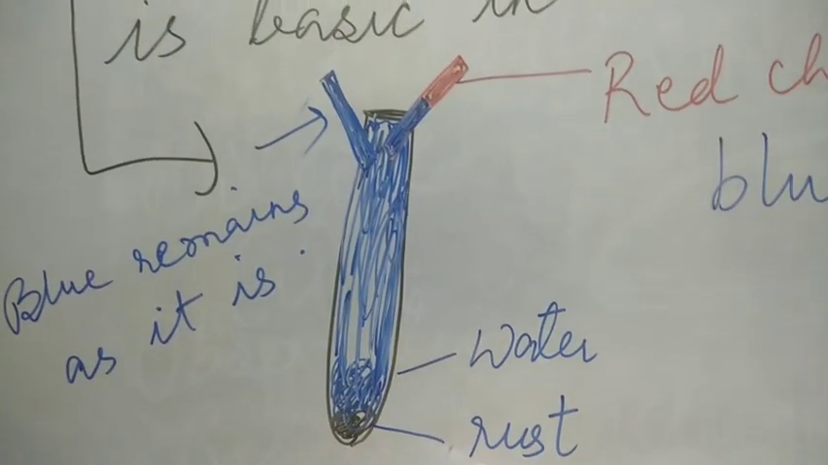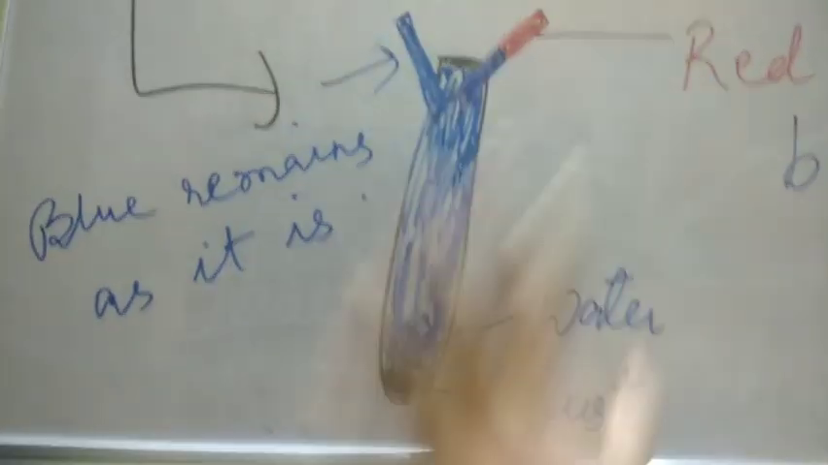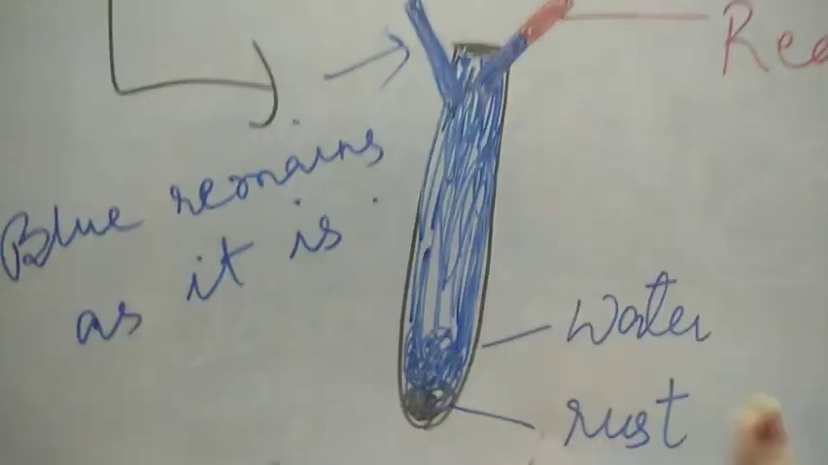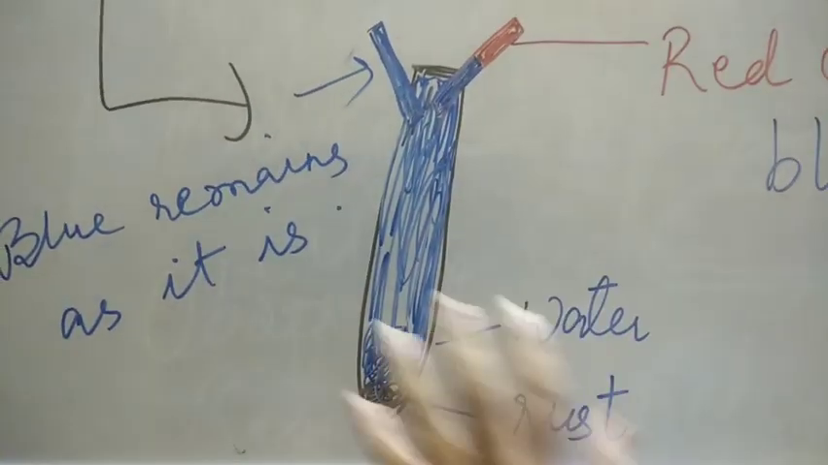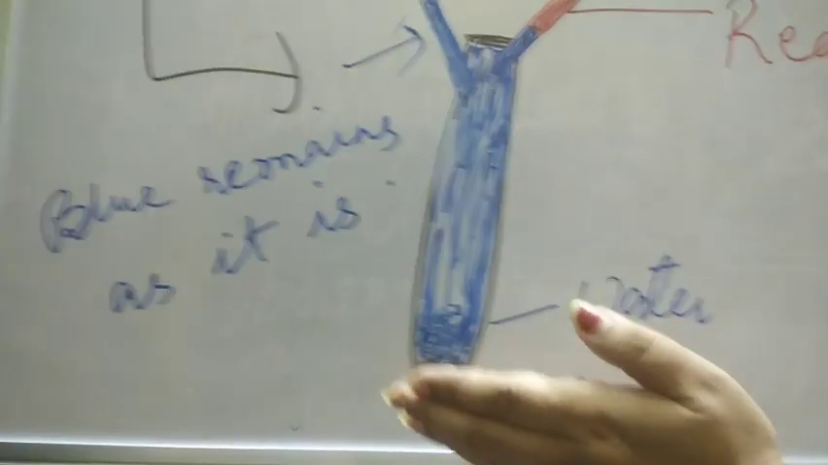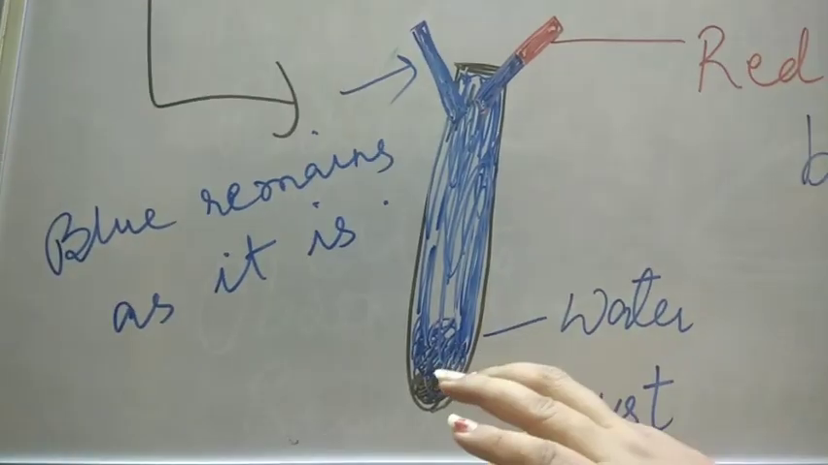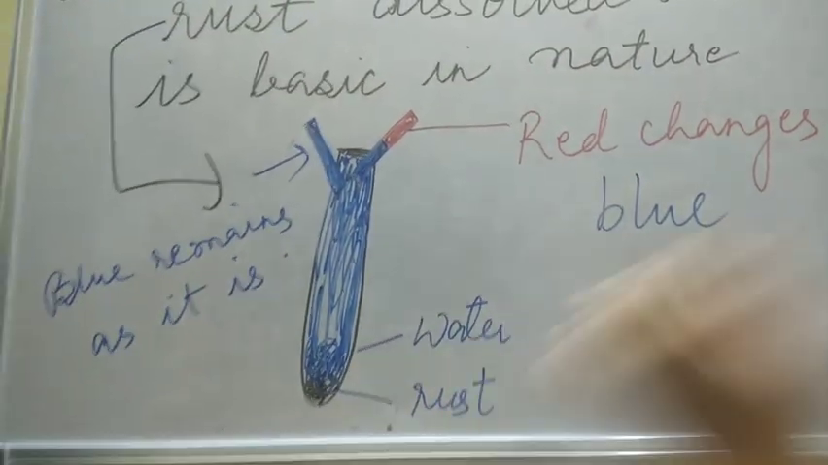The word suspension means that rust will not dissolve. It is not soluble in water. You can see the rust particles over there. I already told you, when FeO you mix with water, it is insoluble in water. But it has formed a suspension. And that suspension we are required to check: is that suspension basic in nature or acidic in nature?